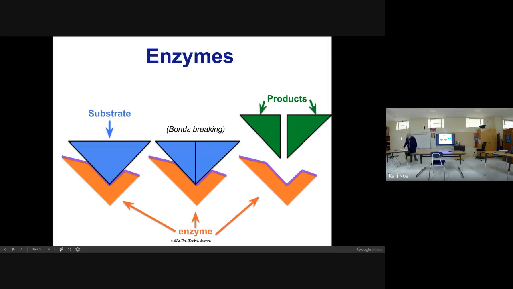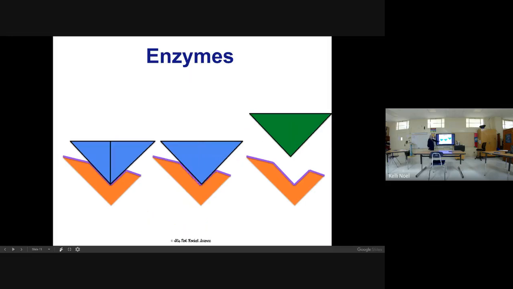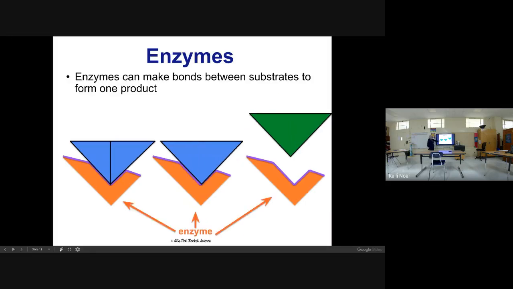If we're going to form bonds, you can start off with two substrates. So you have two substrates that a bond is forming in between, so that when you end up, you have one product.